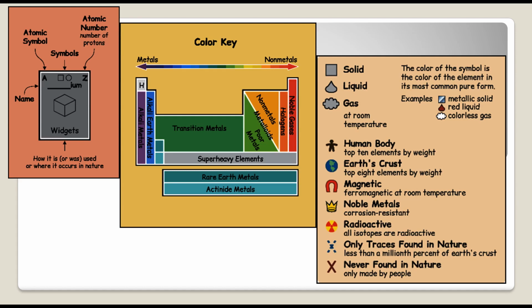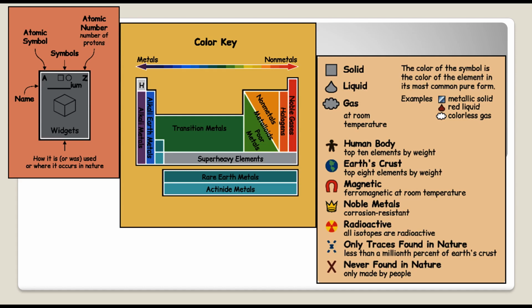Next is the color key. I said vertical and horizontal. Usually we approach by using the horizontal, where groups are given from alkali metals to actinide metals. Then in this periodic table you can see the top 10 elements by weight present in the human body, and in the earth's crust. What are the elements that are magnetic, which are noble metals, which elements have radioactivity, which can be found in trace amounts in nature, and which cannot be found in nature. All these details you can see in the periodic table represented in the video.